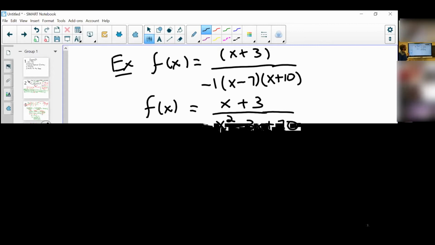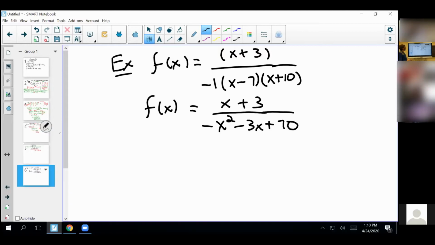Once it comes to actually graphing, I think there's enough going on. I don't want to make you factor again as well, so I'll give you the factored form on the exam. But anyway, how do you graph this?